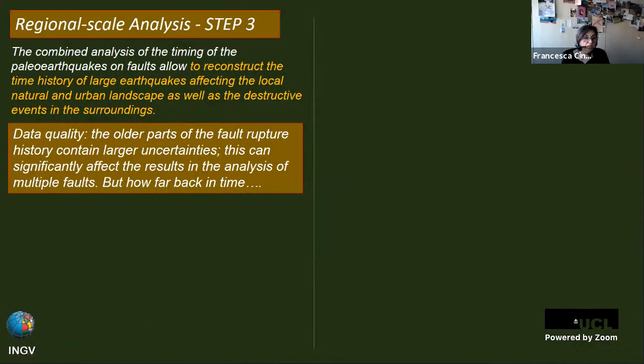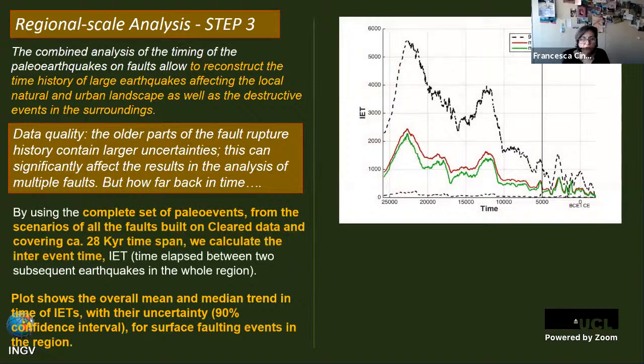Regional scale analysis, step 3. So the combined analysis of the timing of the paleo-earthquakes on faults allowed us to reconstruct the time history of large earthquakes affecting the region and the landscape of the region. But we wanted to explore first the data quality. And so, by using the complete set of paleo events from the scenario of all the faults built on the clear data and covering the 28 kilo-year time span, we calculated the inter-event time, which is the time elapsed between two subsequent earthquakes in the whole region.